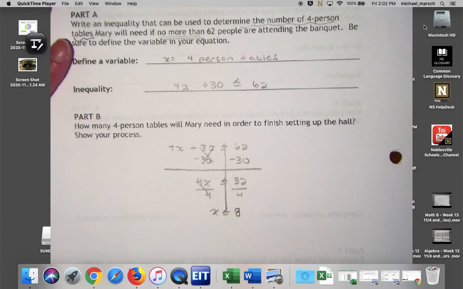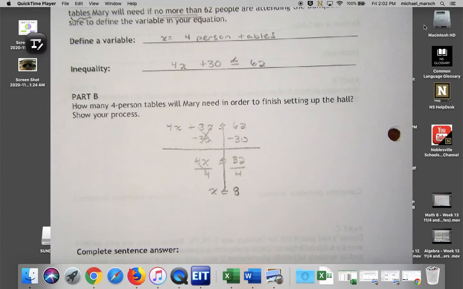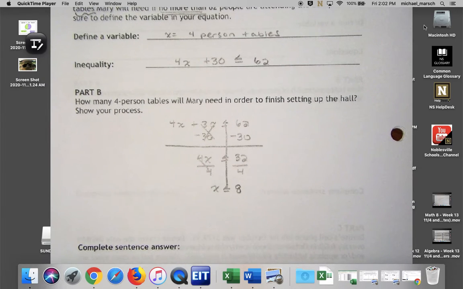So I end up with x is less than or equal to 8. So what does that mean? 8 what? How does that relate back to the context of Mary's banquet hall setting up situation? Carlos? She would need 8 4-person tables. You're close. She would need 8 at most, right? At most 8 tables.